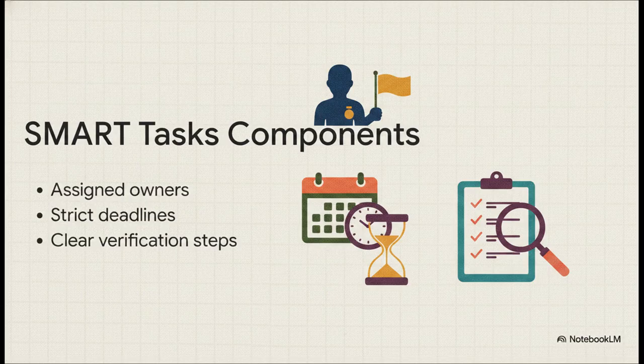Let's break down what makes these tasks smart. For a remediation task to be effective, it must come complete with assigned owners, strict deadlines, and clear verification steps. In the context of AI governance, an assigned owner means one specific engineer or compliance officer is on the hook for a vulnerability, like updating an LLM's data privacy policy. Strict deadlines guarantee that an exposed API or a potentially biased algorithm doesn't just sit there unchecked. And those clear verification steps give us a measurable way to prove the AI model is actually secure. We aren't just guessing anymore. We know exactly what done looks like.